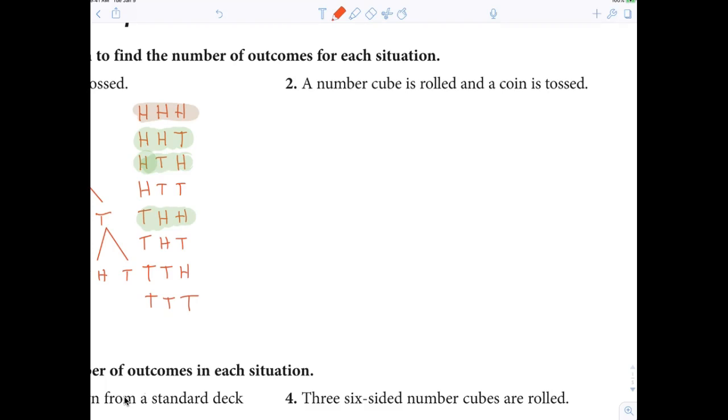You're throwing a cube. So your outcomes could be 1H, 1T, 2H, 2T, 3H, 3T, 4H, 4T, 5H, 5T, 6H, 6T. That is exactly correct. Now, does it matter if you put the 1 and the H first or the H and the 1? No. Makes no difference. But what's important is that you're able to see that.